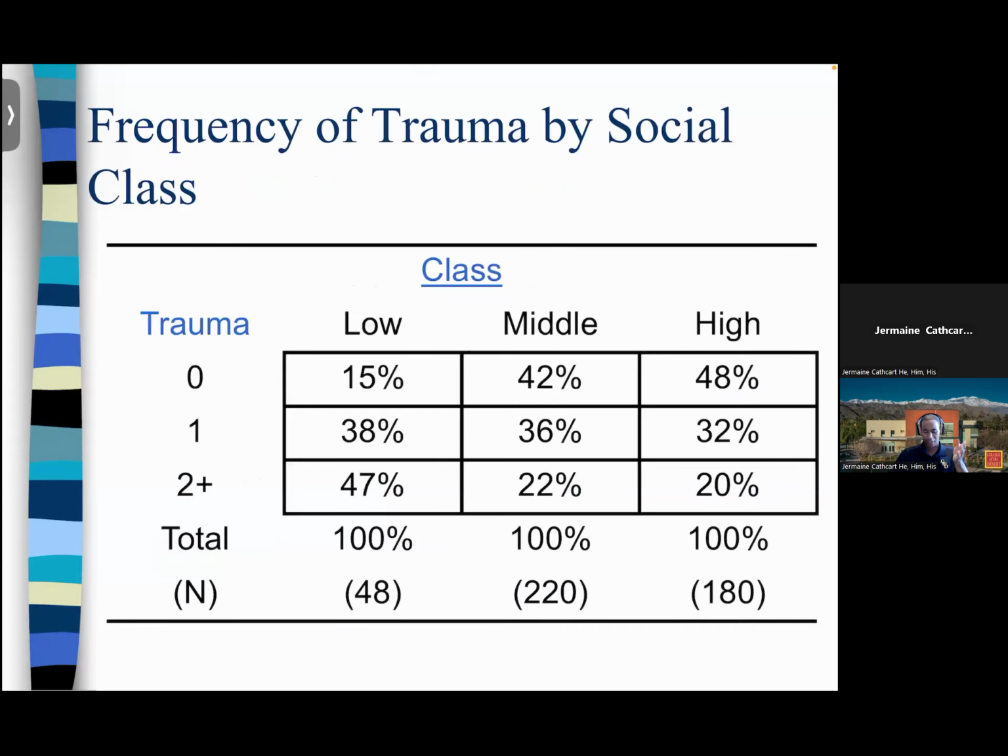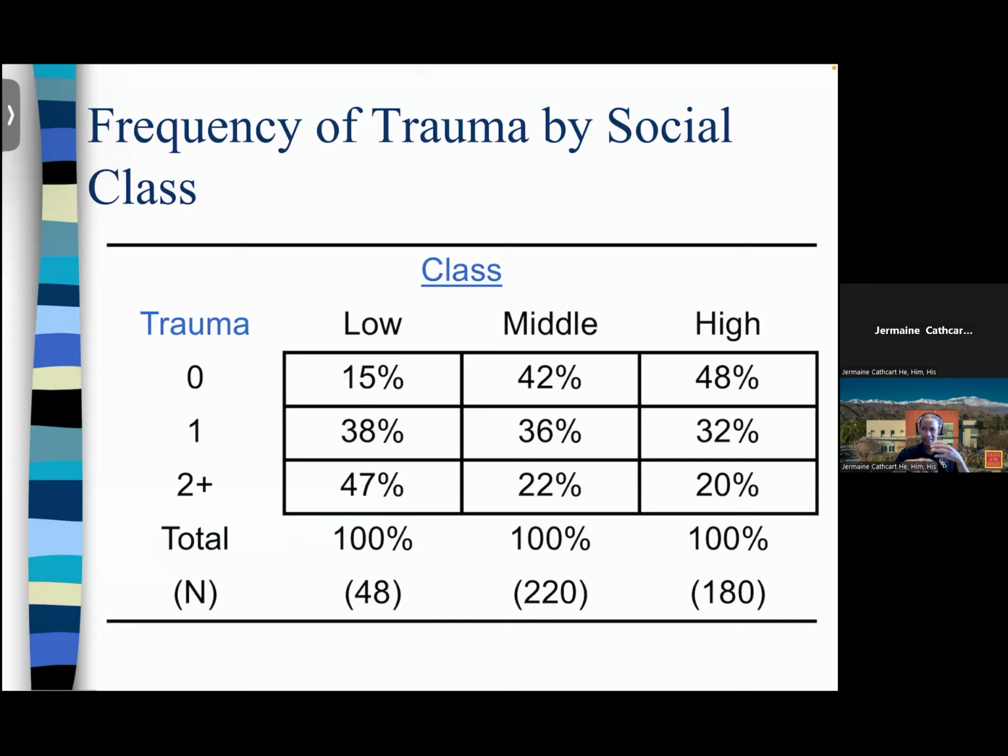Another example would be looking at the relationship between social class and traumas. Again, I want to focus on the extremes. People from the highest social class, only 20% of them experience 2 or more traumas, versus people from the lower social class, 47% of whom experience 2 or more traumas. Among people from the high social class, 48% experience 0 traumas, versus people from the lower class, only 15% of whom experience 0 traumas throughout their lifetime.